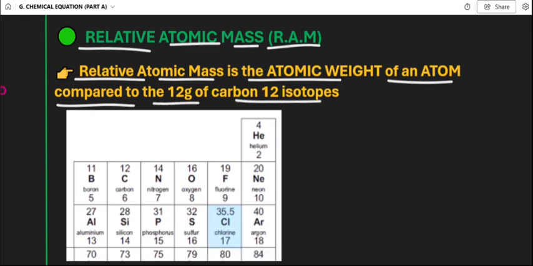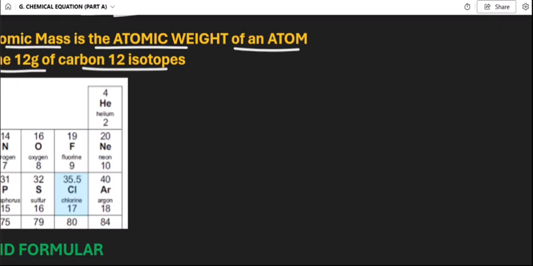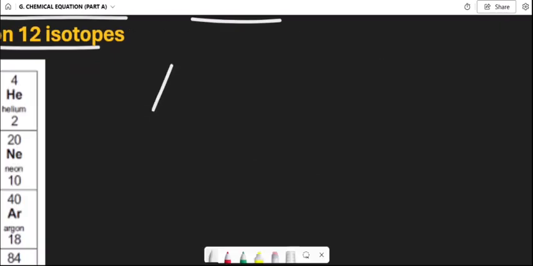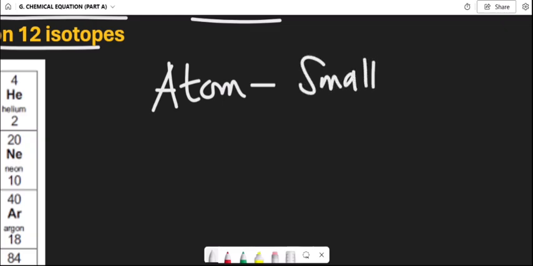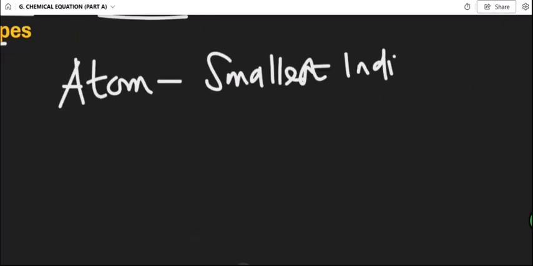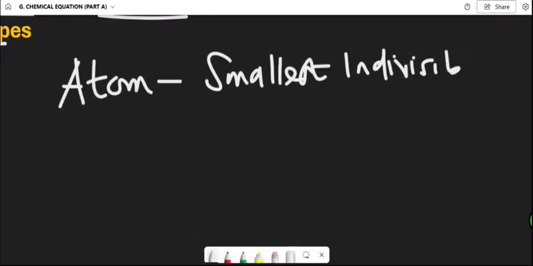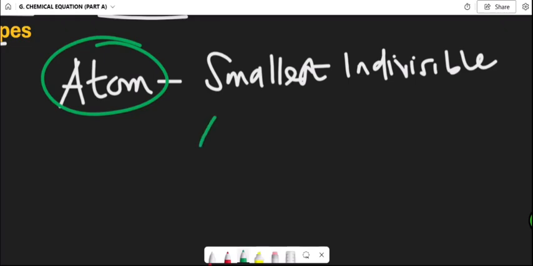Okay, let me explain what this actually means. As you know, the atom is known to be the smallest indivisible particle on Earth. So an atom cannot be broken down into other particles, and an atom is very, very minute. So it is impossible for you to find the mass of an atom by weighing it with an instrument. An atom cannot be weighed.